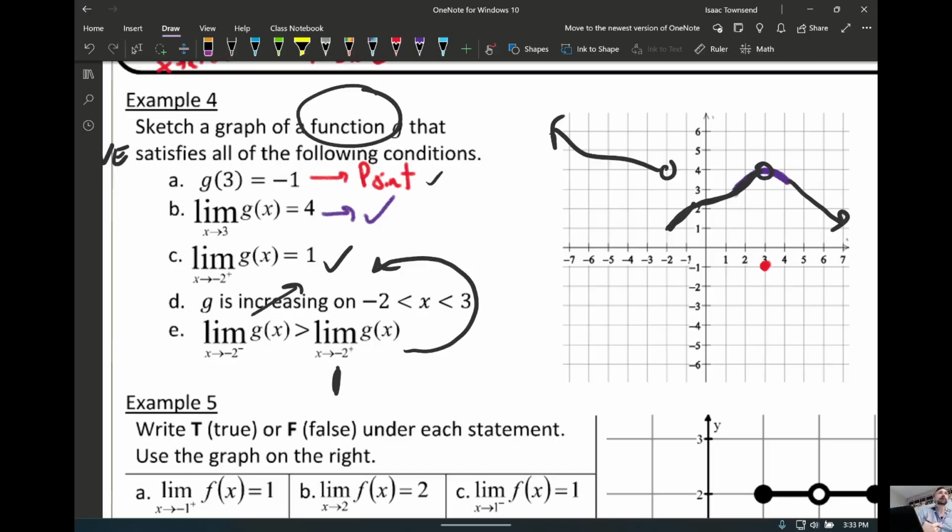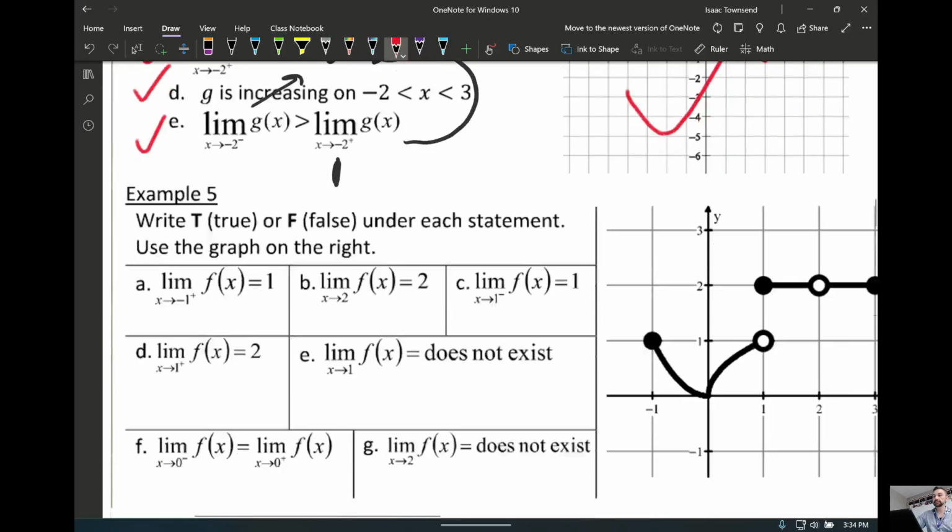The only way for you to really check these is once you think you are done with your graph, make sure you didn't mess anything up. My point's still there, this limit still looks fine, that limit still looks fine, this is increasing like it asked, and this limit is bigger than that limit. If all of those are true, then you can assume your graph is fine. Okay with that? Because you'll have 2 or 3 of those here in just a bit.